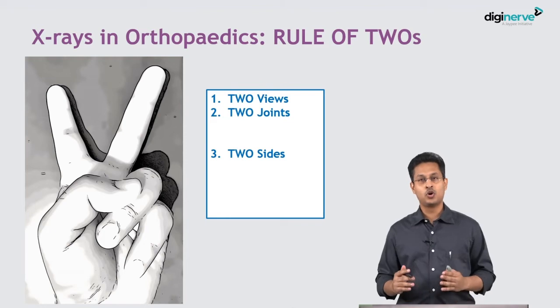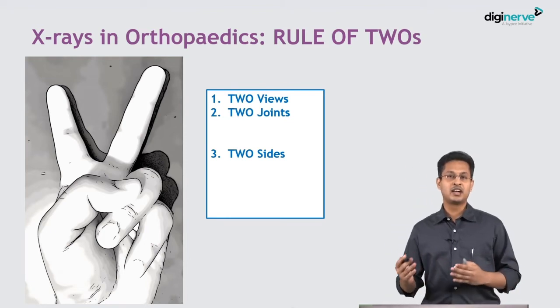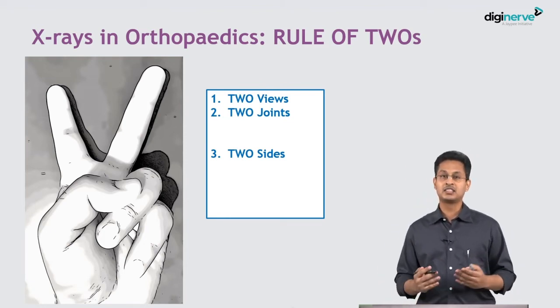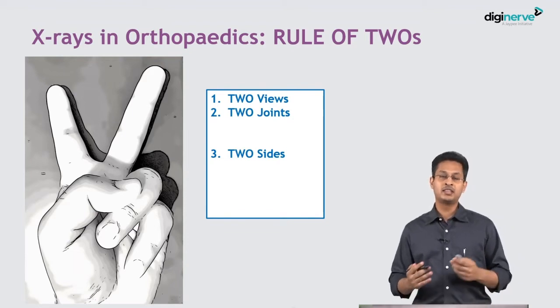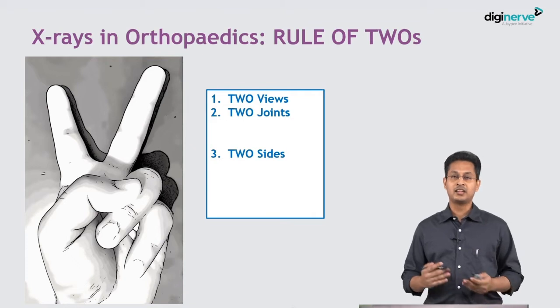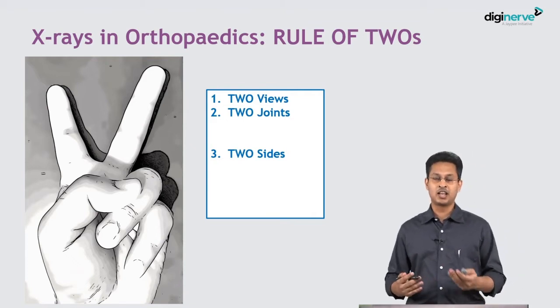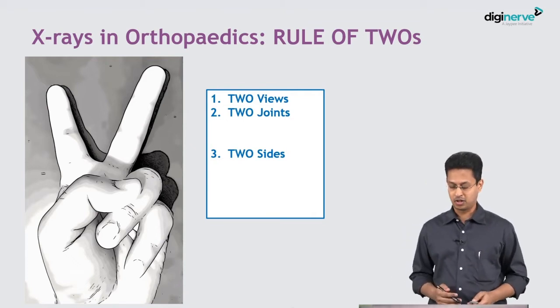That is, you always compare, because certain conditions may be unilateral and sometimes the condition may be bilateral. So it is always better to get the X-ray of the opposite limb and compare the conditions, which will help you in identifying the primary pathology.